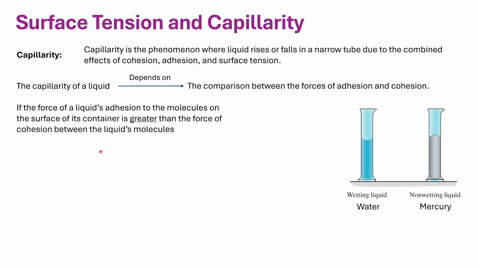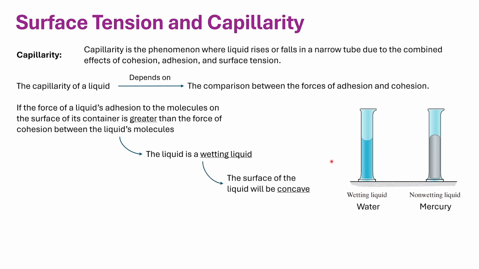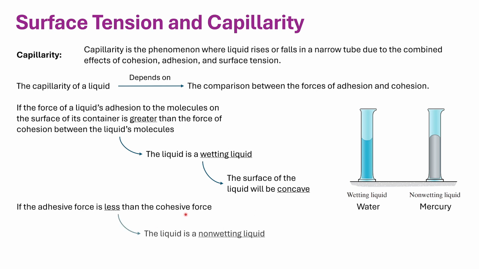If the force of a liquid's adhesion to the molecules on the surface of its container is greater than the force of cohesion between the liquid's molecules, then the liquid is a wetting liquid, such as water. The surface of the liquid will be concave, such as in this case shown in this figure. And if the adhesive force is less than the cohesive force, then the liquid is a non-wetting liquid, and the surface of the liquid will be convex, such as the case for mercury, shown in this figure.